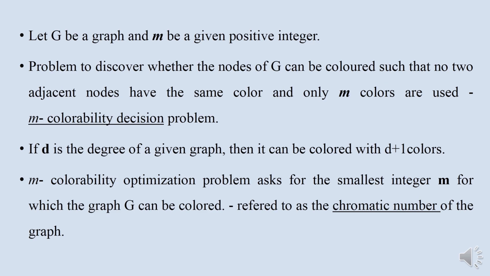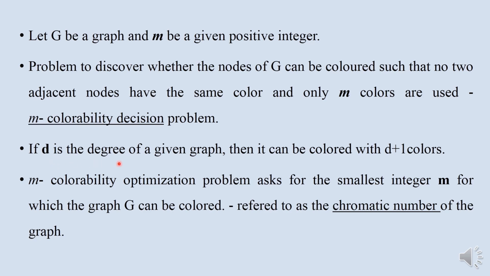Let G be a graph and M be a given positive integer. The graph coloring problem is the problem to discover whether the nodes of the graph G can be colored in such a way that no two adjacent nodes have the same color and only M colors are used. This is also called the M colorability decision problem.